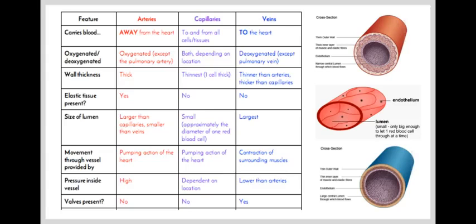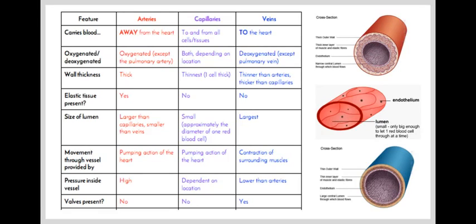They mostly carry deoxygenated blood, except for the pulmonary vein, which carries blood from the lungs to the heart, which has just picked up oxygen. The walls are much thinner than the arteries, but as we can see, they are quite a bit thicker than the capillaries. There is no elastic tissue present, and the lumen is the greatest in size in comparison to the other two. So we have this nice big opening to allow the blood to flow through.